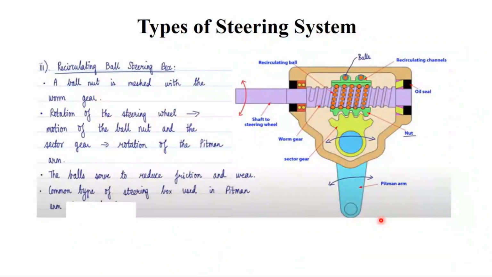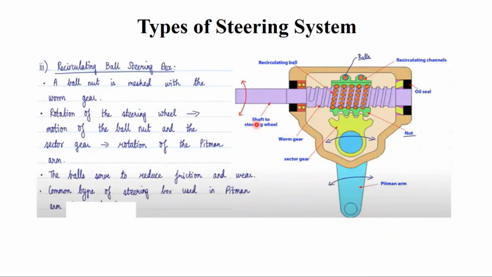You have one more type of this mechanism called recirculating ball steering box. So same steering wheel, steering shaft, and this is the worm gear. And here what happens? You have a ball nut which is meshed with the worm gear. Okay, you can see the balls.